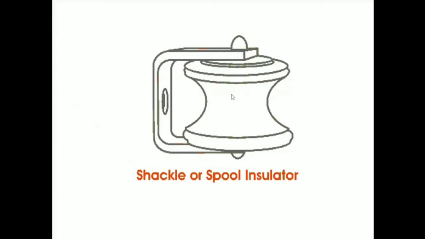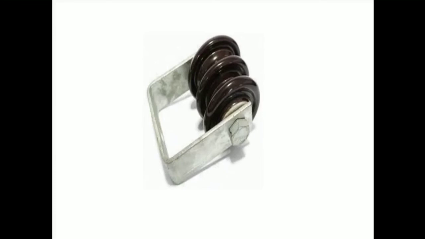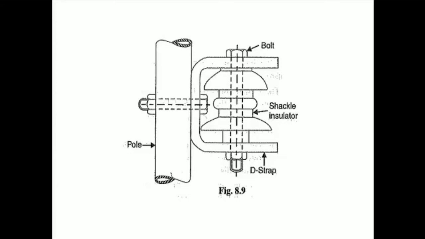The conductor will be driven through this groove, and this insulator is fixed to the post or the cross arm by means of this arrangement. This is another picture of a shackle insulator. This is how it is being fixed to the pole. Then it is bolted on both sides. There is a D-shaped strip. Through this strip, it is being attached to the pole.